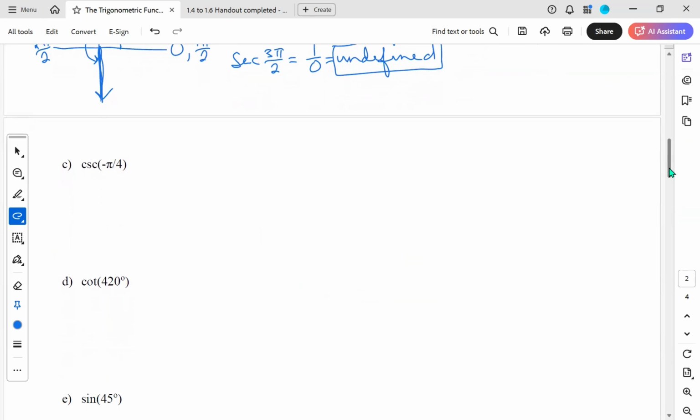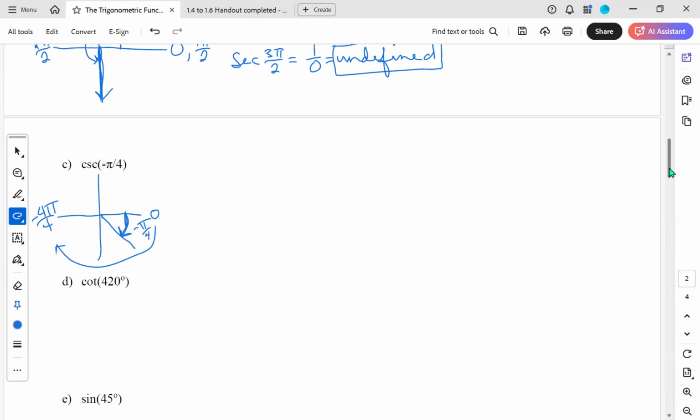All right, cosecant of negative pi over 4. So again, I'm going to graph this. Here I've got 0. I'm going this way with it because it's negative. So this is negative 4 pi over 4. So negative pi over 4 is going to be sitting right here, and my angle's going this way. That's not an arrow, by the way. That's the arrow. Okay, so here's negative pi over 4.